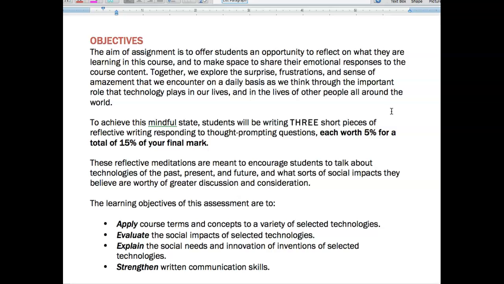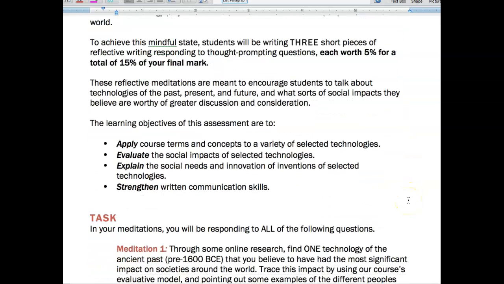So what we're doing together here is exploring our surprise, our frustrations, and even our sense of amazement when we encounter technologies on a daily basis, and practicing using what we're learning in this course as we assess the social impacts of technology. So in order to achieve this rather reflexive and mindful state, what we're going to be doing is writing 3 short pieces of reflective writing. And these little written pieces are responding to thought-prompting questions. Each of these pieces of writing is worth 5% for a total of 15% of your final grade.